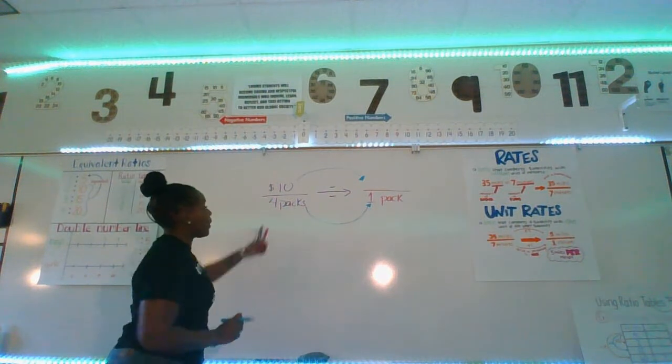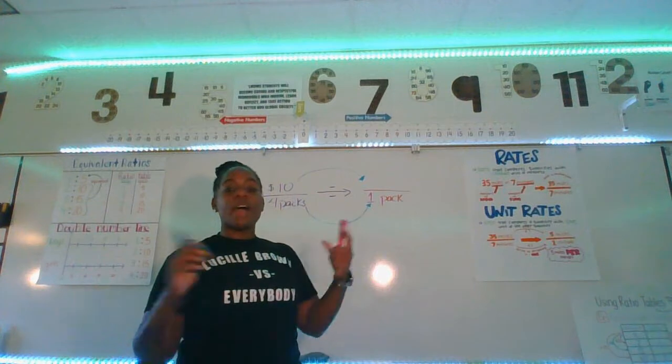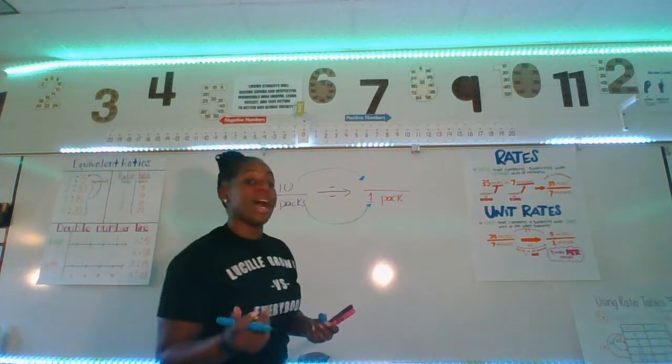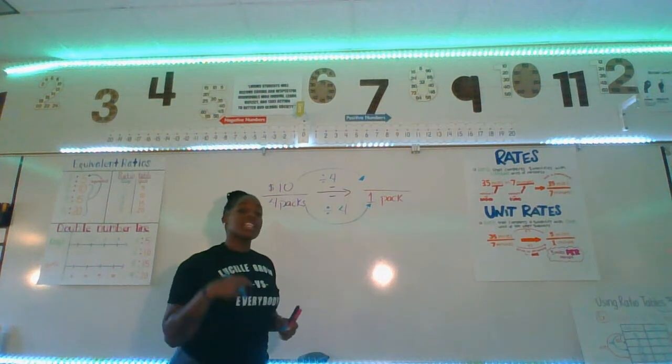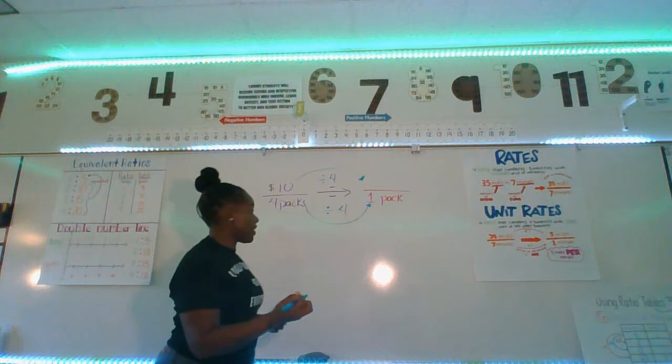So how do we go from 4 packs to only focusing on 1, right? So that's like if you have $4, how can everybody get 1, right? So you would be dividing. So we say 10 divided by 4. Now 4 doesn't evenly go into 10. So now we actually have to set up the long division, right?